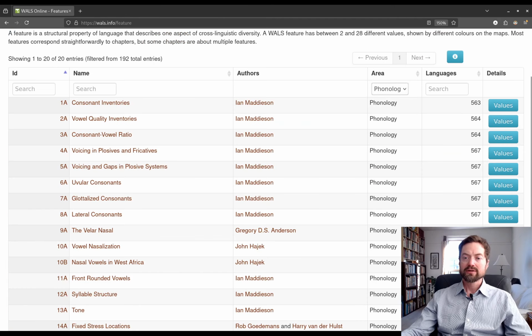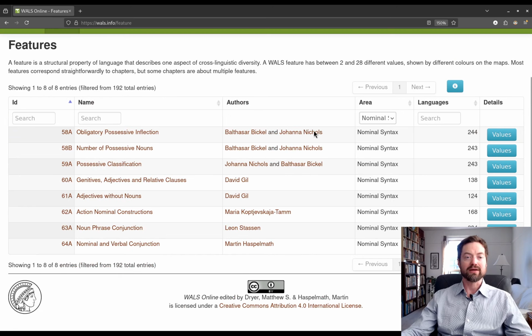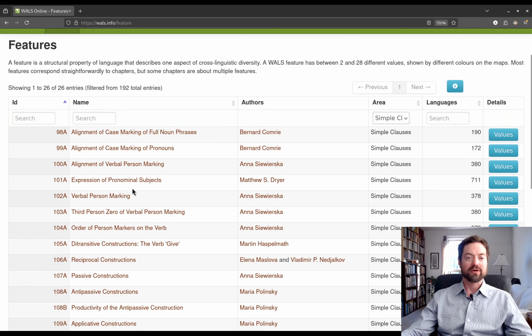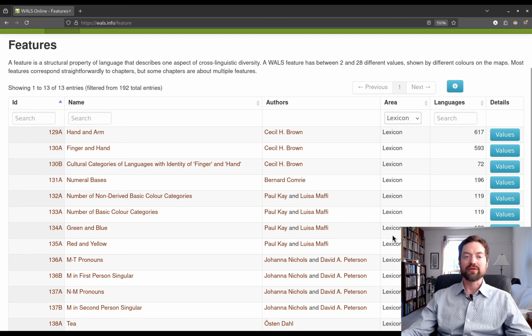And here's another, we'll leave it with this interesting one, which is when you get into lexicon. Some of these things can get quite technical, like looking at possessive inflection and verbal person marking. But the lexicon one, I think, is really a fun one that's kind of easy to get into.